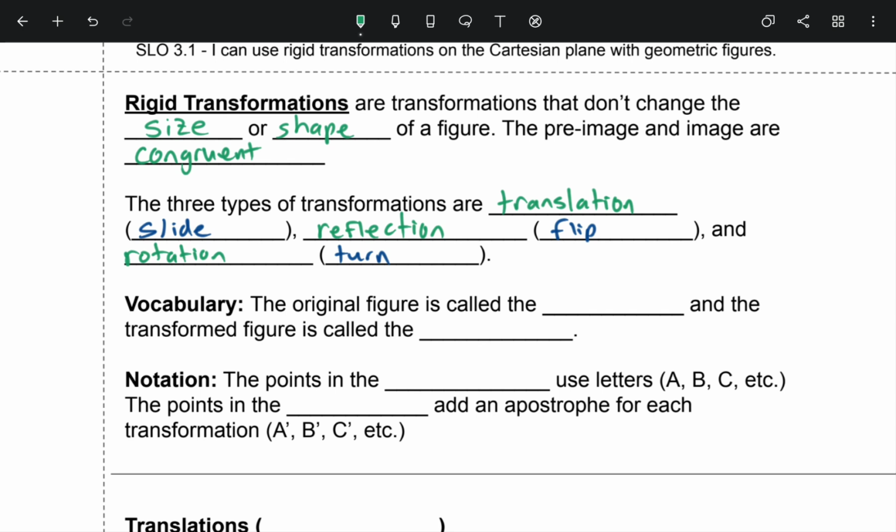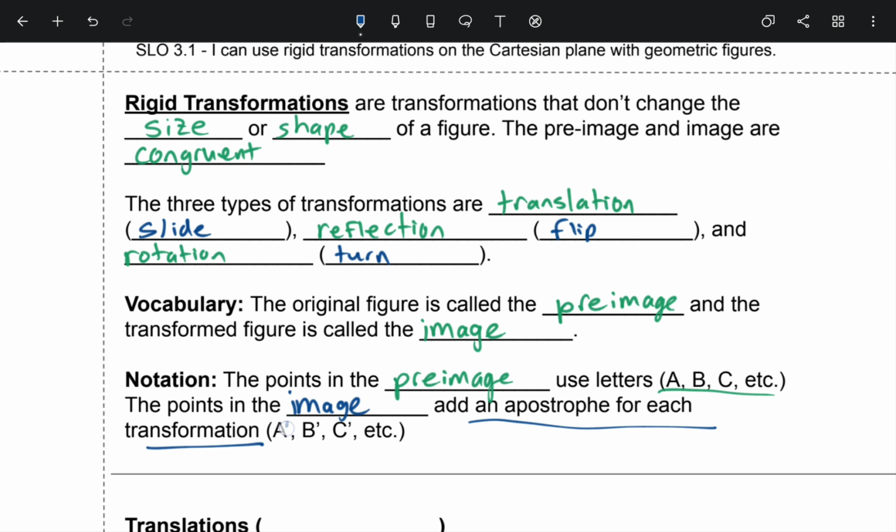Now we have two terms to describe the figures. The first one is a pre-image, which is the original figure. After you perform the transformation, that is called the image. And just some notation, the points in the pre-image are denoted with letters, so just A, B, or C, whereas the points in the image add an apostrophe for each transformation. So like A with one apostrophe, B with one apostrophe, C with one apostrophe. So those are all the vocab and notations.